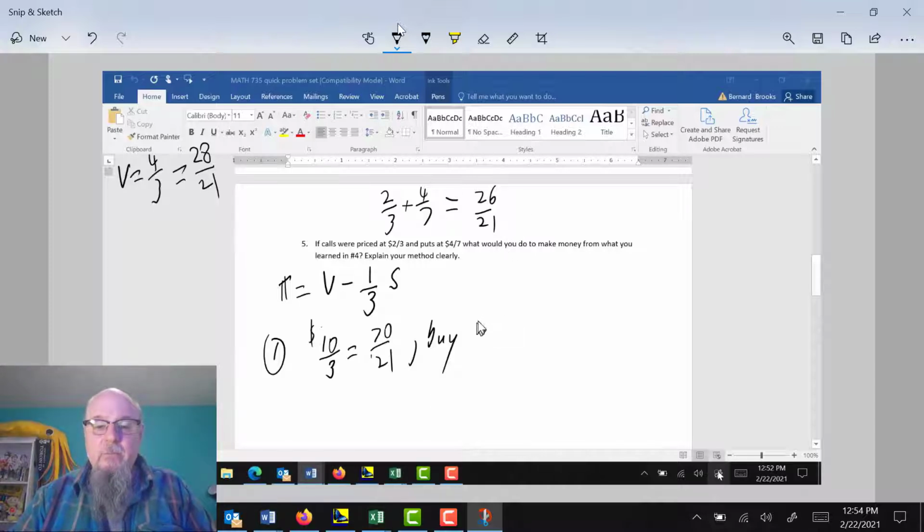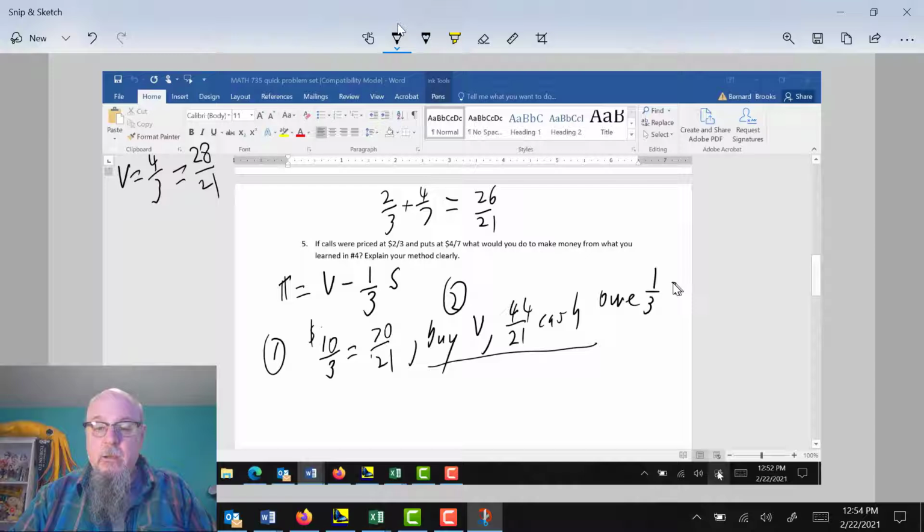So that means I'm going to buy a V, and now I have leftover cash: 44 over 21s. So in step 2, I got a V, I got some cash, and I still owe a guy 1/3 of a share. Now what happens? Well, either the stock goes up to 12 or the stock goes down to 9. Let's just say the stock goes up to 12.